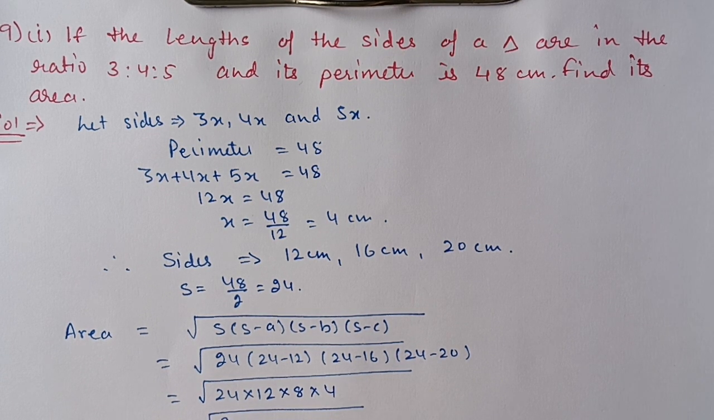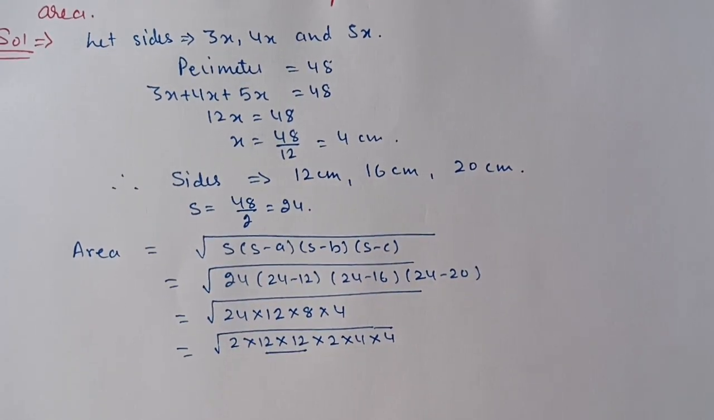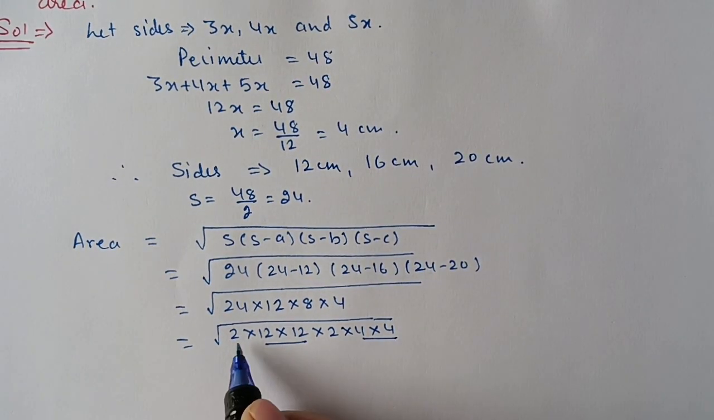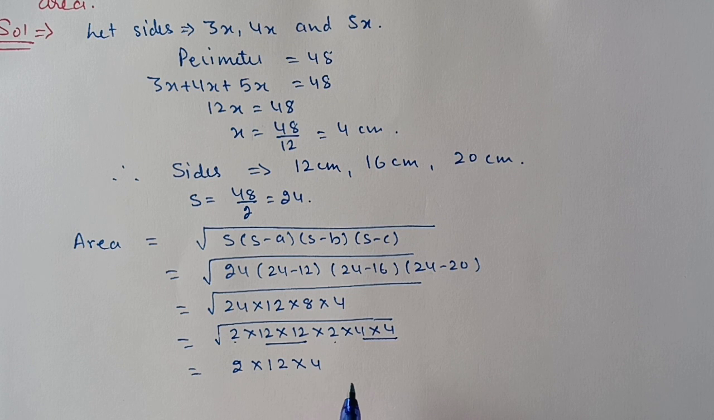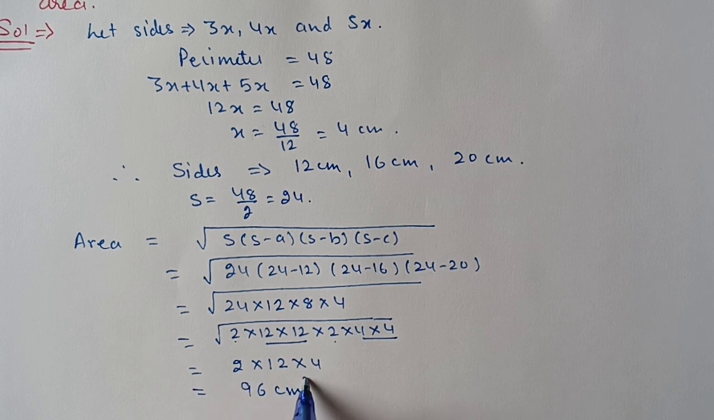24 we can write 2 into 12. This 12 leaving as it is, and 8 we can write 2 into 4. So all the numbers are in pairs. 12 is in pair, 4 is in pair and 2 is also in pair. So we are getting 2 into 12 into 4. And then we can multiply these numbers. After multiplication, 2 into 4 is 8, 12 8s are 96 centimeter square.